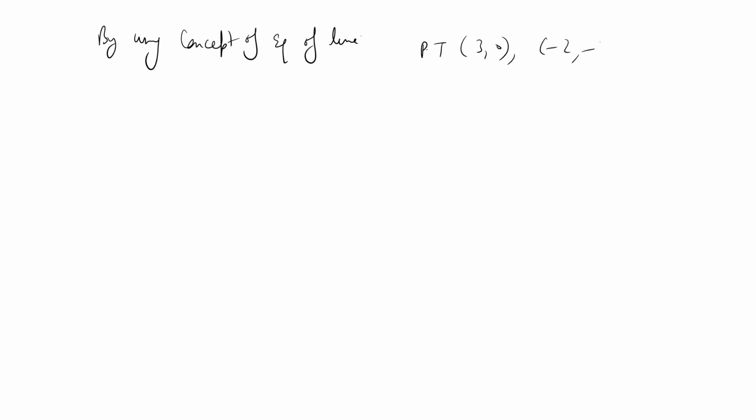By using the concept of equation of... you have to prove that the points (0,3), (-2,...) and (8,2) are collinear.